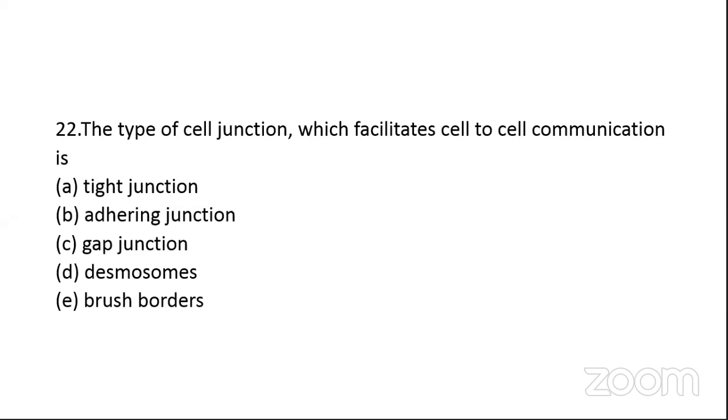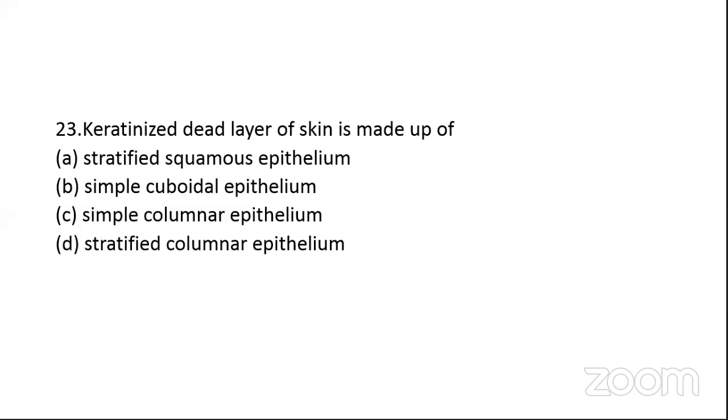The type of cell junction which facilitates cell to cell communication is, please answer. It is gap junctions. Gap junctions help in cell to cell communication. Tight junctions prevent leaking, so no leaking here. Adhering junctions, the main function is cementing. Okay, so remember this. This is very important. Then we go to the next one.